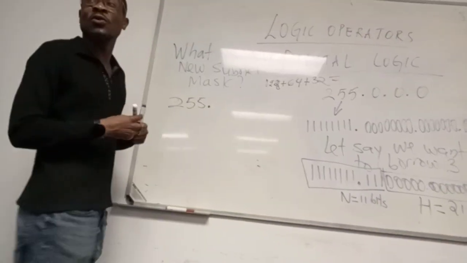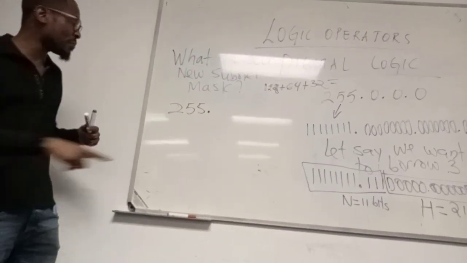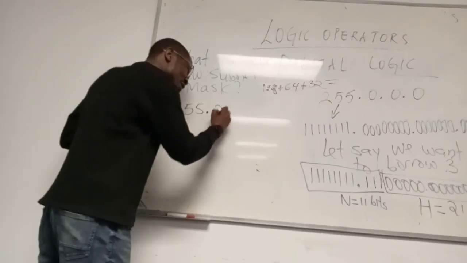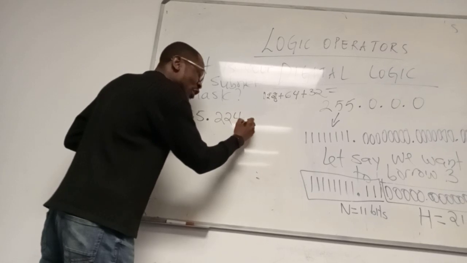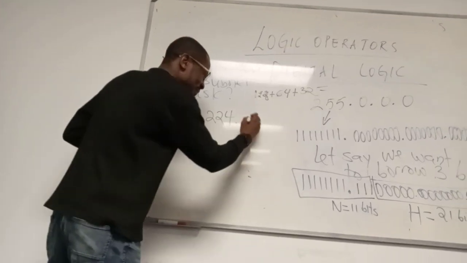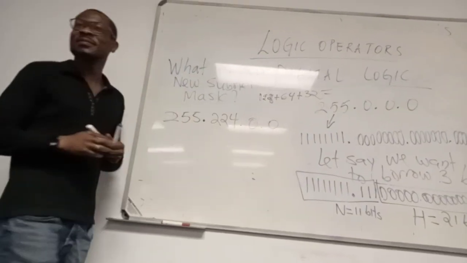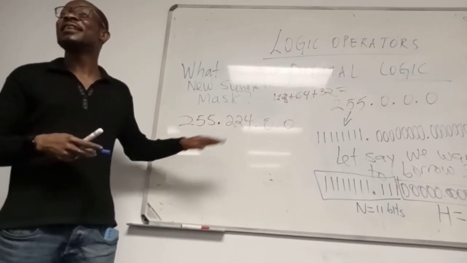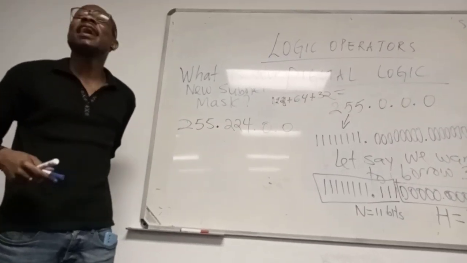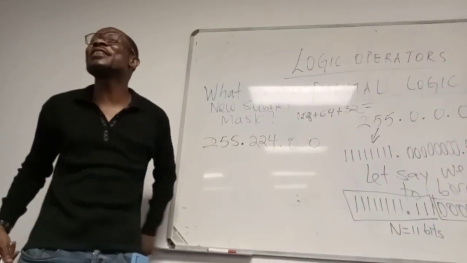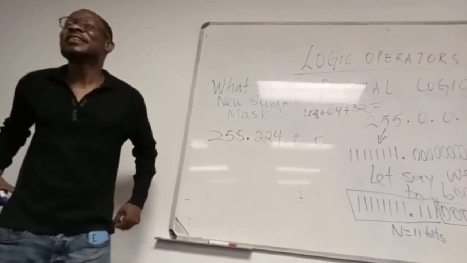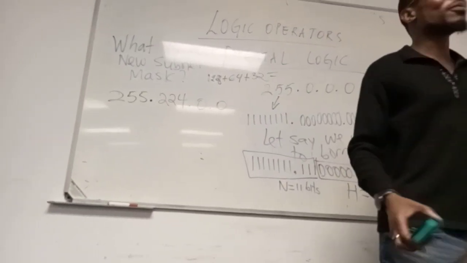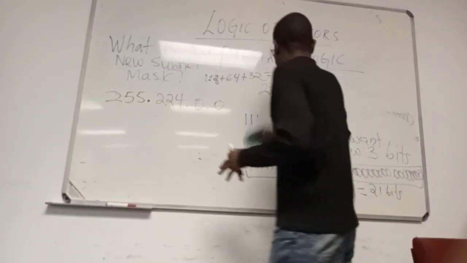Okay, 224. So your new subnet mask is going to be 255 dot 224 dot 0 dot 0. You don't touch that one. This is the new subnet mask. I'm going to repeat. I know I have to repeat. Okay, let's start over. Don't even write. I'm going to start over. Alright?